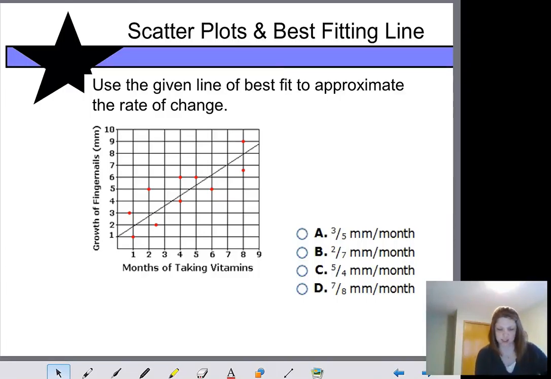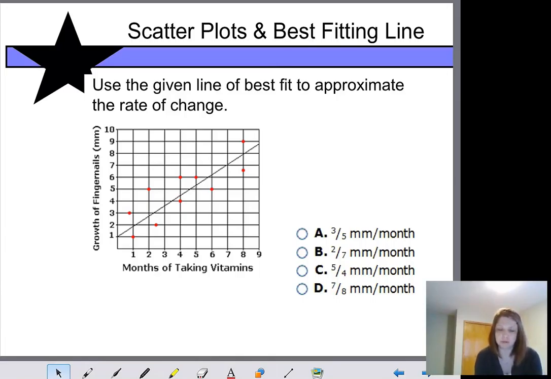Hello 8th graders again. So today we're going to talk about scatter plots and best fitting line. I know this topic was a little bit confusing for some of you when we talked about it not a long time ago, but for MCA you will be given a lot of tables and graphs, and your job will be kind of to estimate the slope.